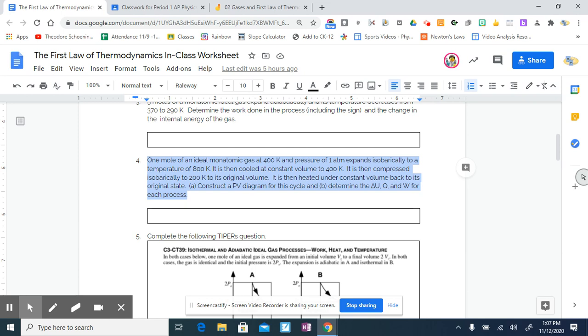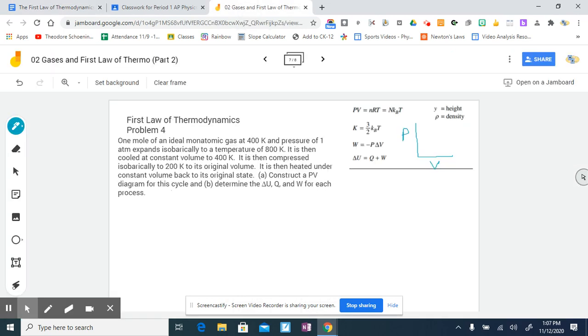So what's going to happen in this particular type of problem is that the gas is going to progress through. If we actually look here at the different information, it says here we have some conditions. All right. And then it expands. So that means it goes to a new condition. And it says now it goes to a temperature of 800.